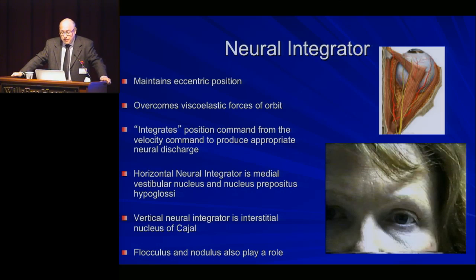The horizontal neural integrator is the medial vestibular nucleus and the nucleus prepositus hypoglossi. The vertical neural integrator for up and down movement is the interstitial nucleus of Cajal. And the cerebellum, particularly the flocculus and nodulus, play an important role in the neural integrator as well.